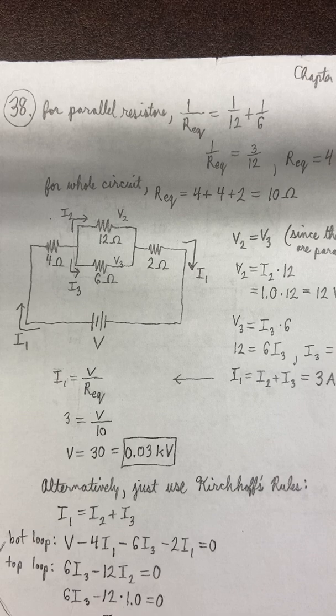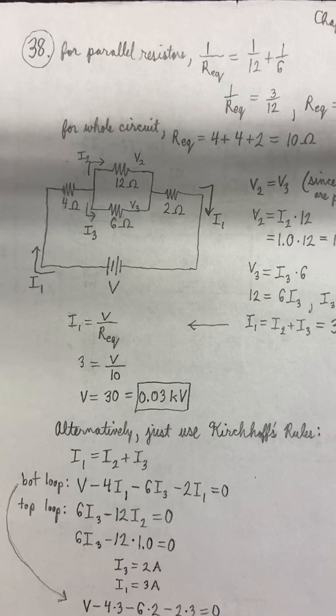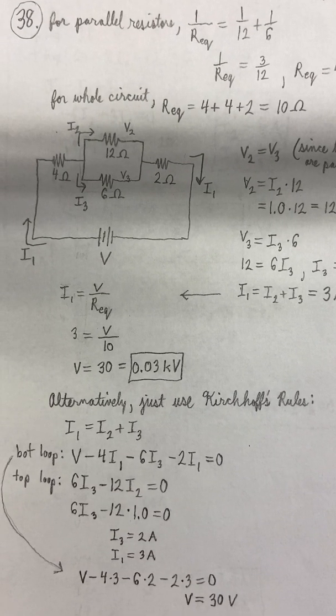Now another way to do this problem is just to use Kirchhoff's rules. All right, so we've got our junction rule, which is I1 equals I2 plus I3. We get that from the sketch. And then we can use any two loops. We have three unknowns, so we want three equations.